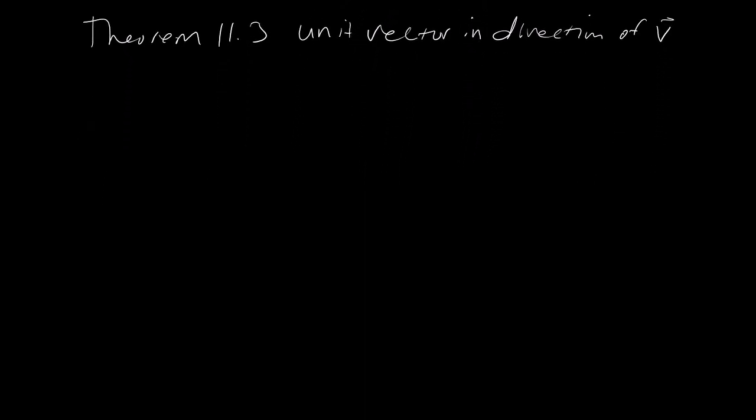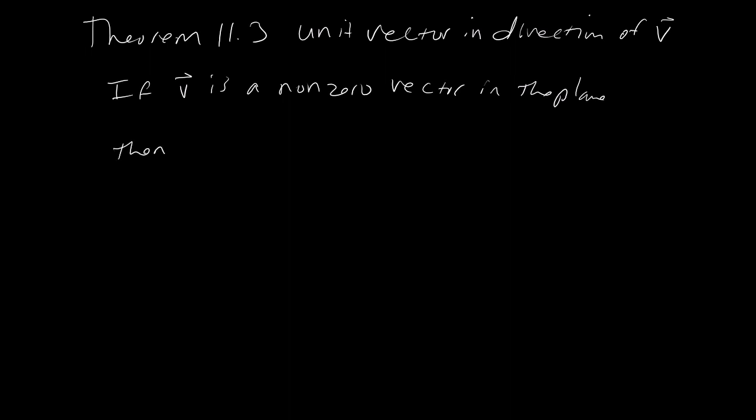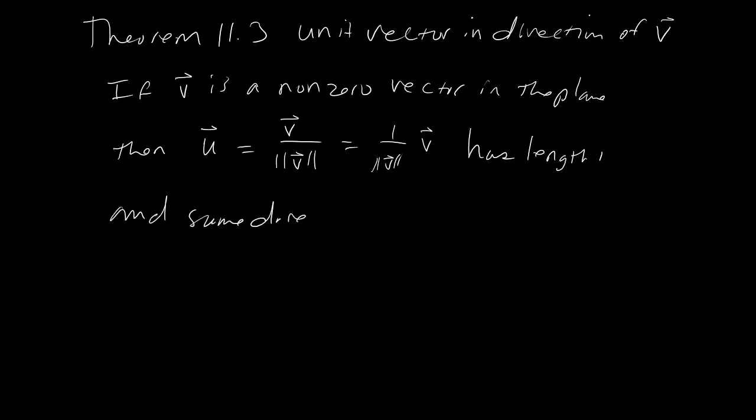All right. So theorem 11.3 says that if v is a non-zero vector in the plane, then u equal to vector v divided by the magnitude of vector v, which is really just 1 over the magnitude of vector v times vector v, has length 1 and the same direction as v. So in other words, it's a unit vector because it has length 1.